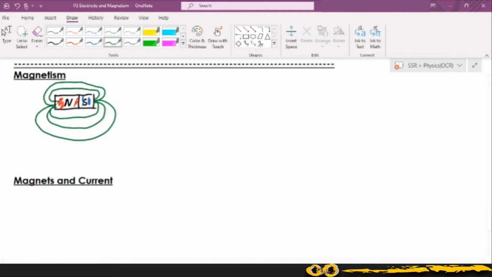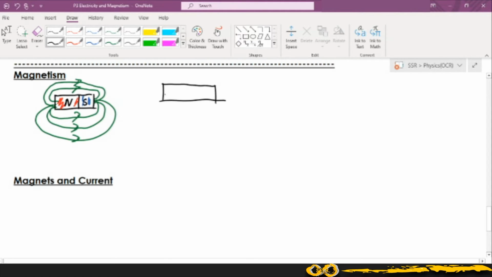But that's not the only thing that's important about a magnetic field. Magnetic fields also have a direction. They go from north towards south. And so therefore your magnetic field needs to have the arrows on it to indicate the direction of the magnetic field. But not all magnets are permanent magnets.